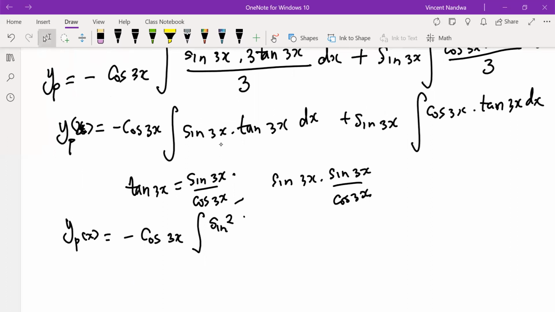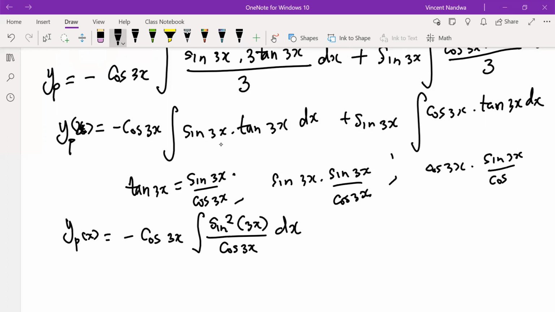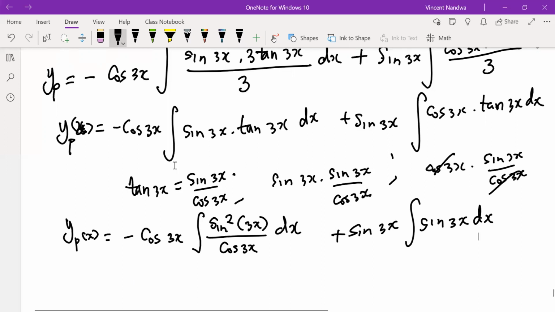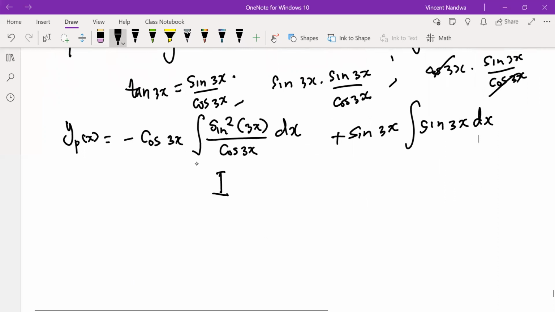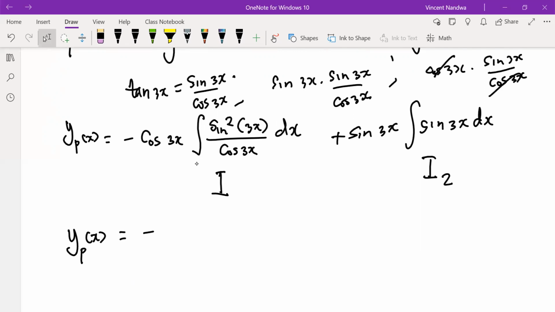of sine squared 3x over cos 3x dx, while at this point cos 3x times sine 3x over cos 3x, the place for tan 3x. So this and this cancels out, so this will remain with plus sine 3x integral of sine 3x dx. Now let's call this one integral 1. Let's call this one integral 2, so that yp of x is the same as negative cos 3x times integral 1 plus sine 3x multiplied by integral 2.